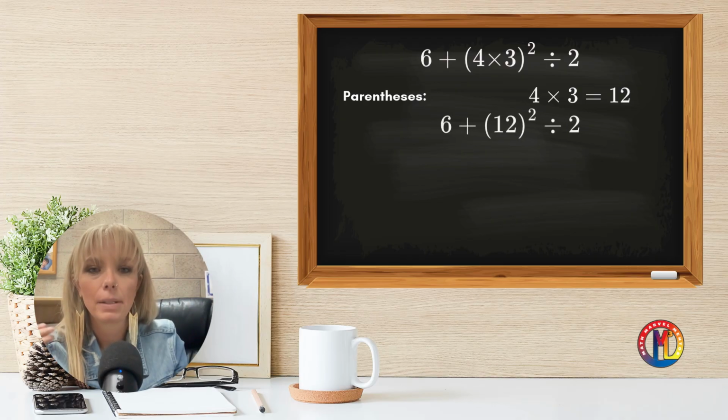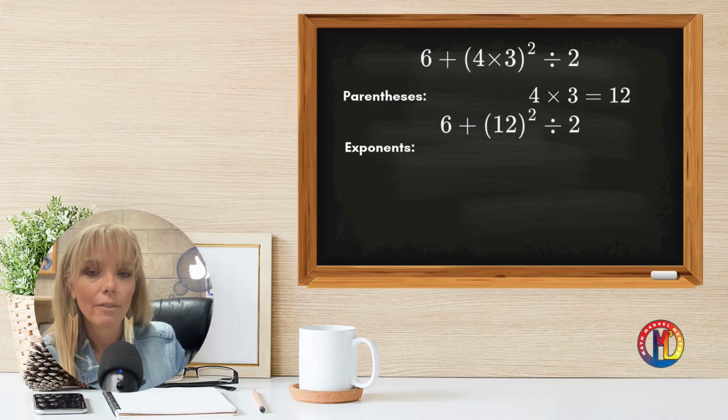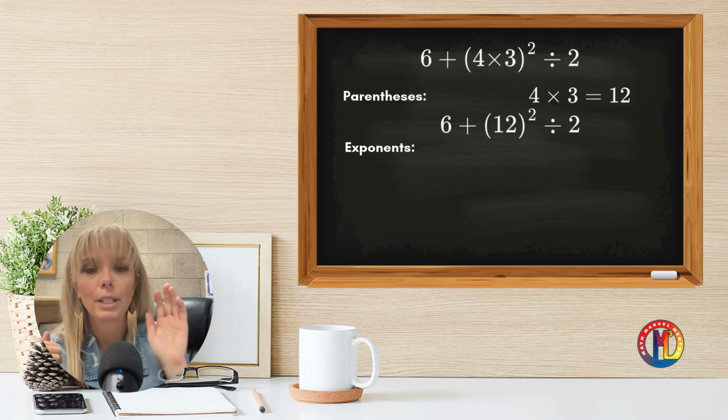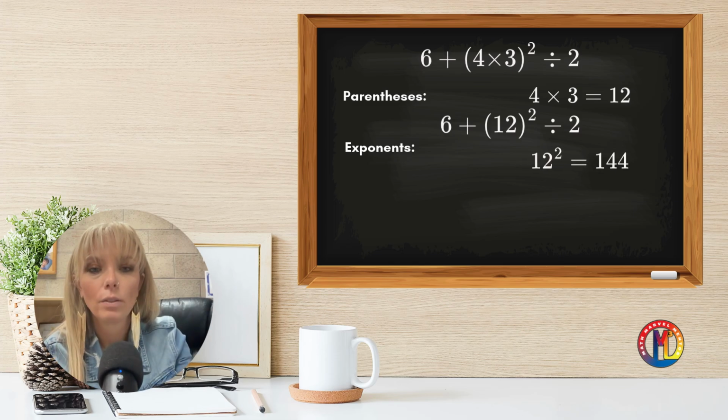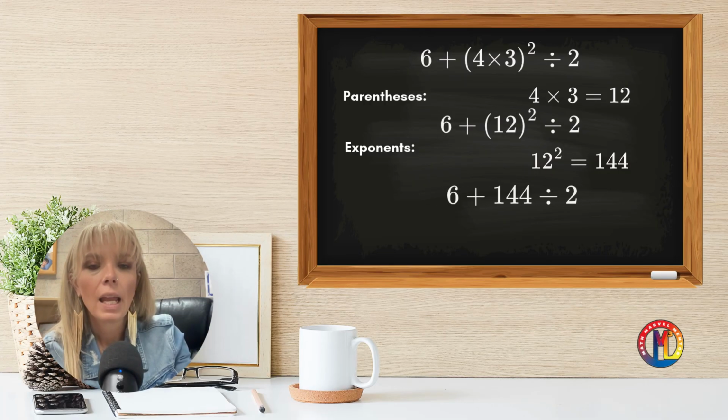Please Expect Mistakes. So E stands for exponents. And now I have 12 to the second power. So 12 to the second power I know means I'm going to do 12 times 12, and 12 times 12 equals 144. So now I have 6 plus 144 divided by 2.